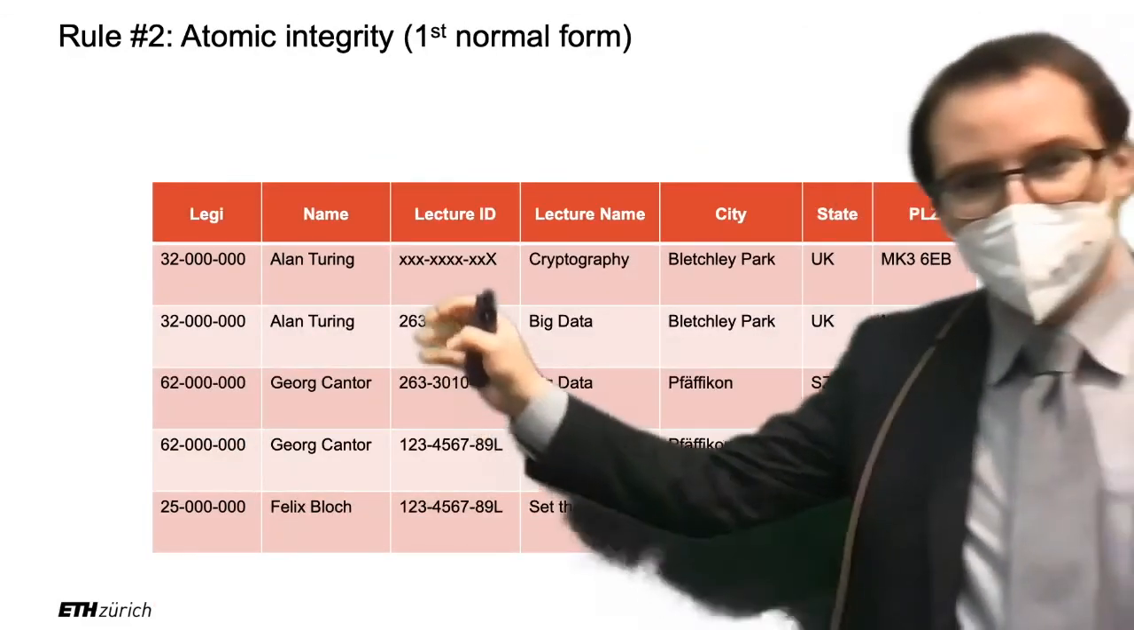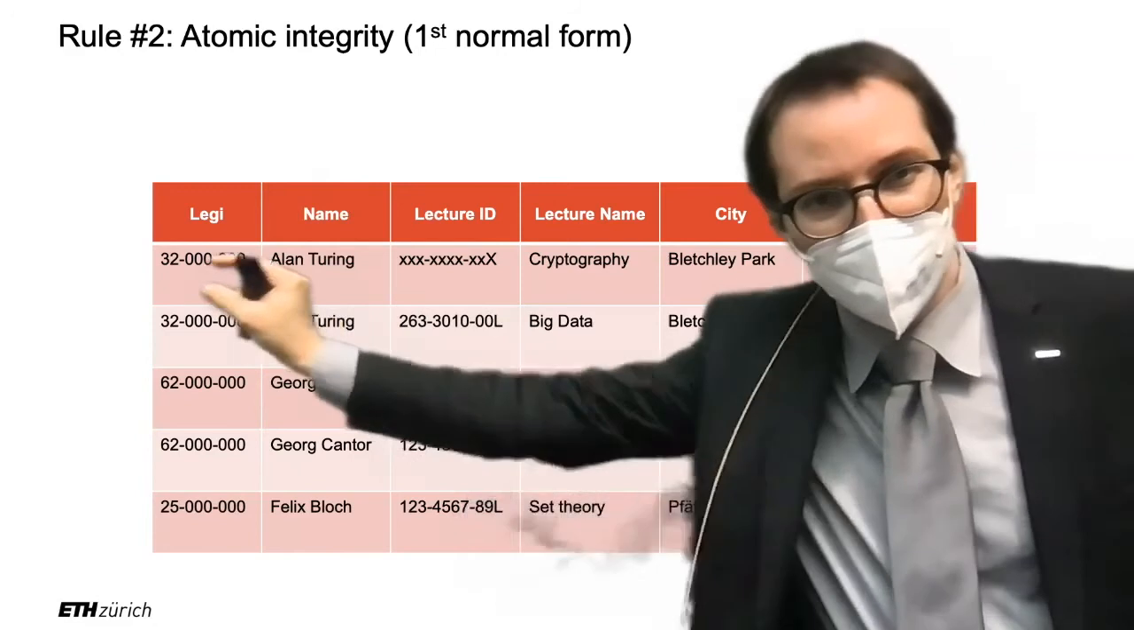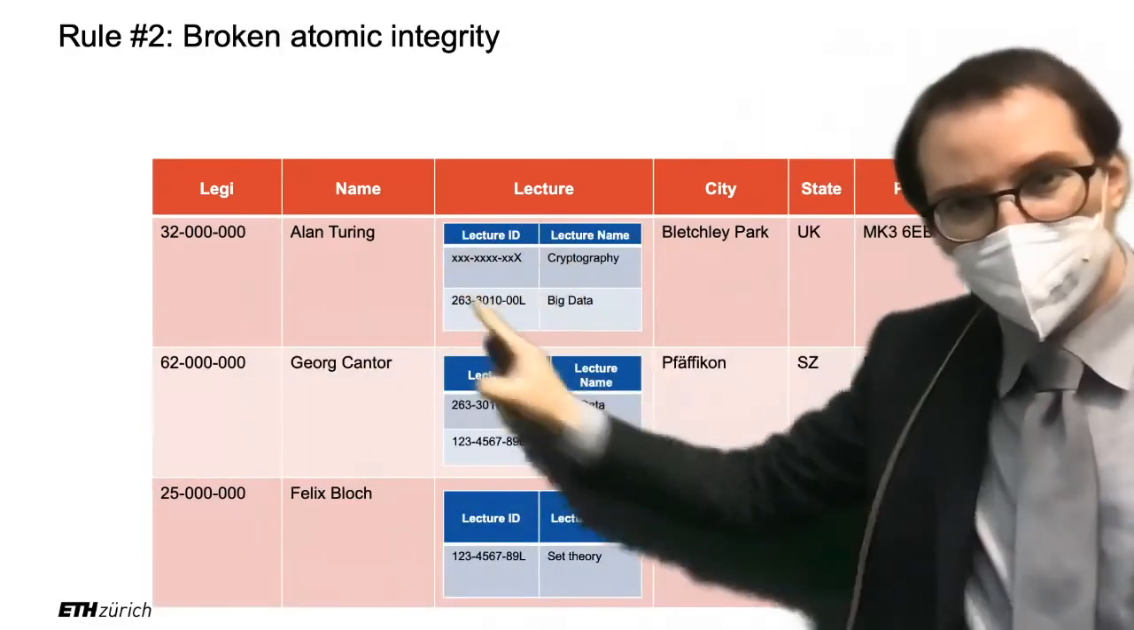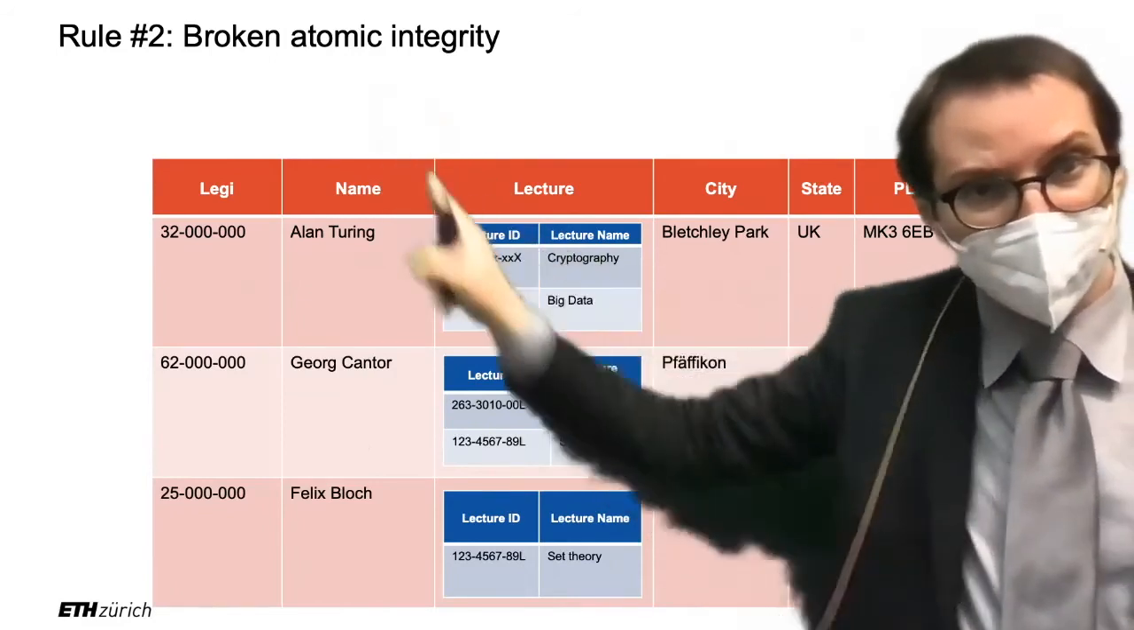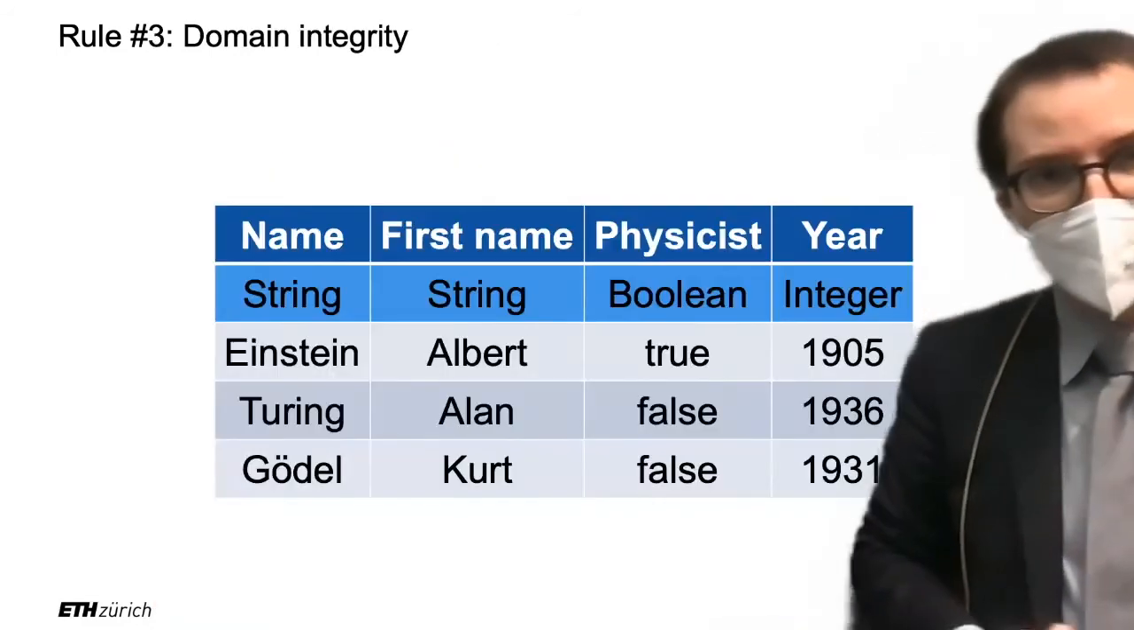And that means that we have atomic integrity. We just have atoms. This wouldn't be atomic because you have more structure in there. So here, atomic integrity is broken.